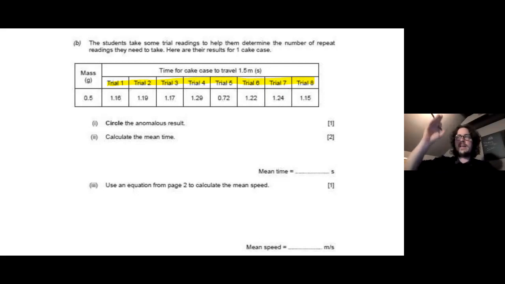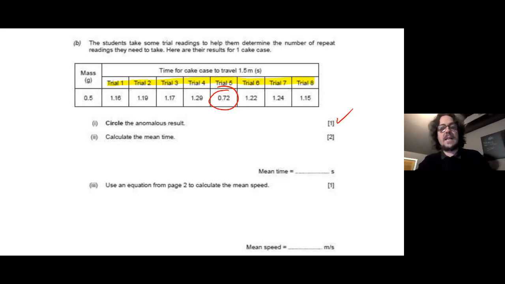Now we can't look at the trend in the data set because we've only got one cake case here. So we can only look at one of these compared to the others in that data set, and you should have quite accurately spotted it as the 0.72. It is significantly lower than the others measured. So that's our 1 mark just for knowing that. Next, calculate the mean time.